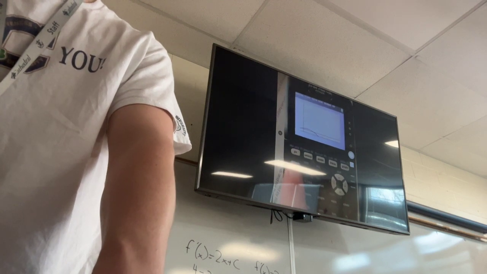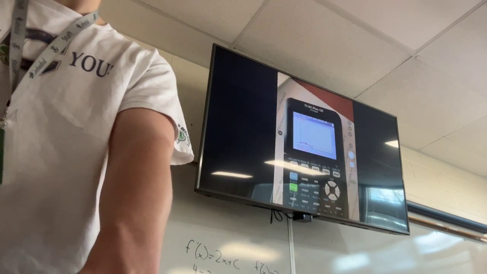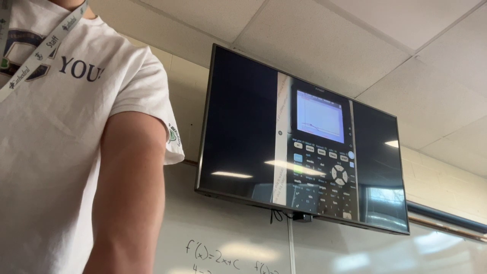So how do I do intersection? Second, trace, intersect. First curve, okay? Hold down one of your arrow keys till you can see your cursor, okay? I want to put my cursor somewhere to the left of that intersection point there. Hit enter. And then I want to put my cursor somewhere to the right of that intersection point. And then I want to hit enter. When it says guess, don't hit the arrow keys. Just hit enter one more time.